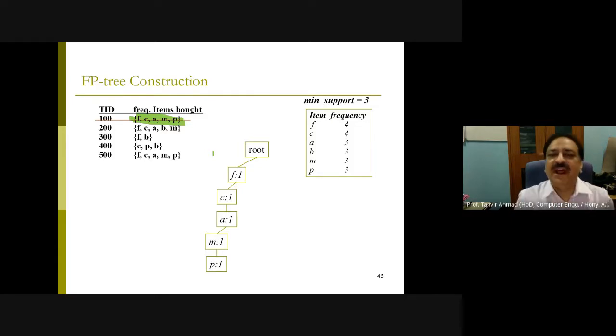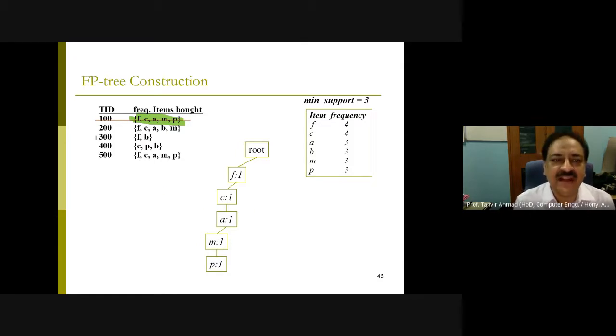Correct? Now the branch can be on the left hand side, right hand side, middle, it doesn't make any difference. Do not think that I am just putting it on the left hand side. It could be anywhere because it's not a binary tree. Therefore, there is no left, no right, no middle. It could be any number of branches. Now this says that F comes one time, C comes one time, A comes one time, M comes one time, and P comes one time. Therefore, this is the count.